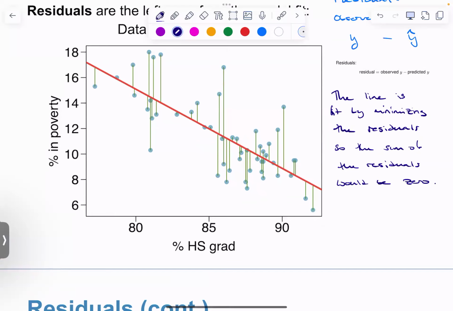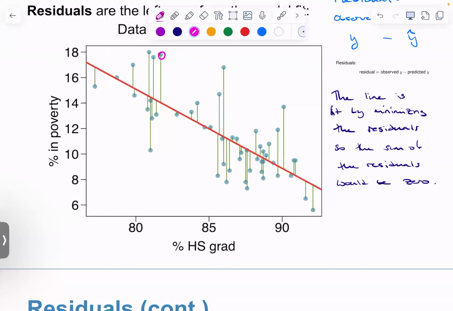One of the ways you can check to make sure that you have the right line is if you are able to calculate the residuals using your line, then if you add up all your residuals and they add to 0, then that's a good thing. And so if the residuals are the observed minus the predicted, then let's focus on this little guy maybe.